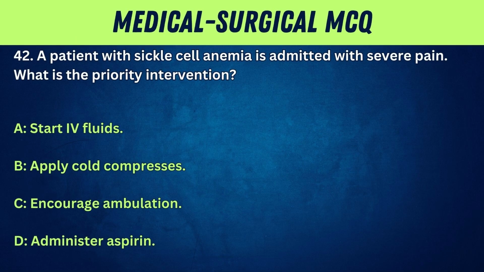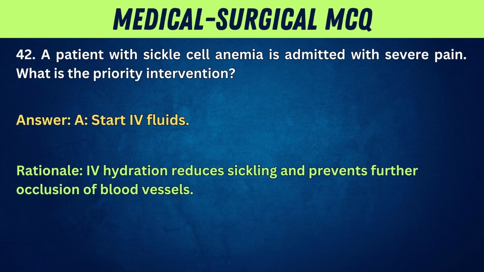42. A patient with sickle cell anemia is admitted with severe pain. What is the priority intervention? A. Start IV fluids. B. Apply cold compresses. C. Encourage ambulation. D. Administer aspirin. Answer: A. Start IV fluids. Rationale: IV hydration reduces sickling and prevents further occlusion of blood vessels.